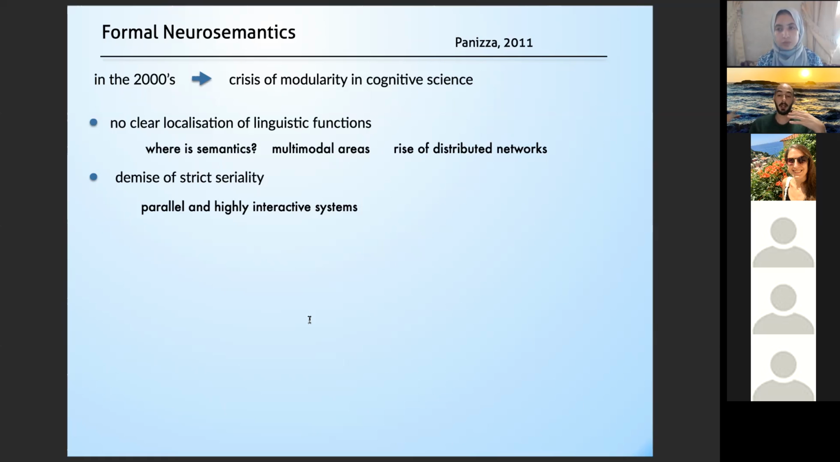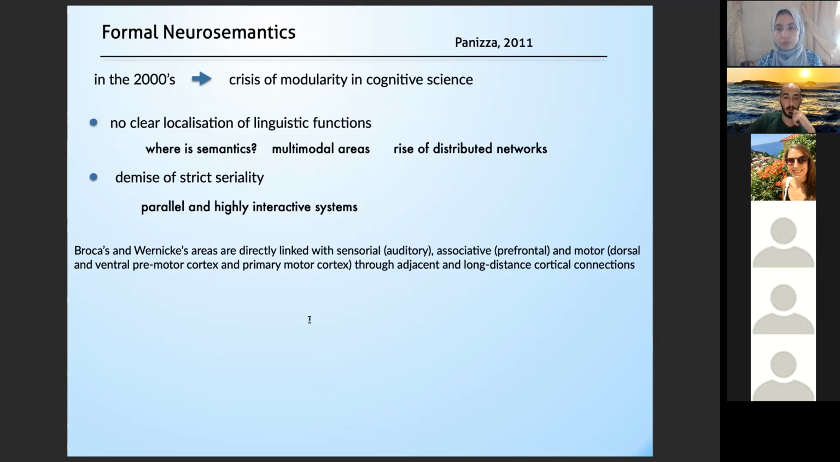So when you talk about some sort of behavioral function, which is not super sophisticated, but not super simple, like for instance, repetition of words, or phonological analysis, even if we take something way more basic than semantics, still we are going to find that function processed by an interaction of different areas of the brain which are not even close to each other, okay? So parallel and highly interactive systems. For instance, Broca's and Wernicke's areas are directly linked with sensorial, associative, and motor cortices through adjacent and long-distance cortical connections, okay? Just a few years ago, we thought that Broca's area was a premotor area, right? Whereas now we think that even the premotor area has some kind of abstract functionality.